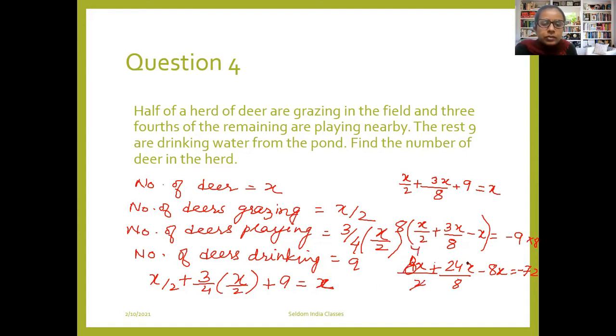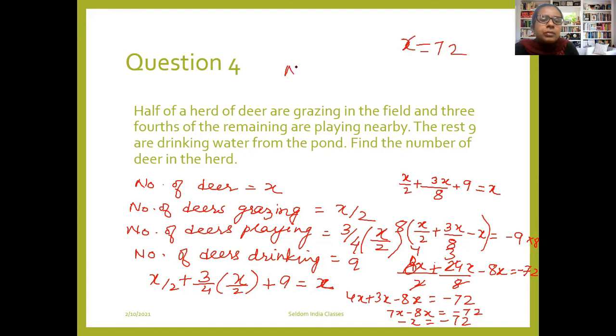Cancelling 4x, cancelling 3x minus 8x. So 4x plus 3x minus 8x equals minus 72. Correct? 7x minus 8x equals minus 72. Minus x equals minus 72. Cancelling the negative sign, we have x equals 72. So the number of deers is 72. This is the answer.